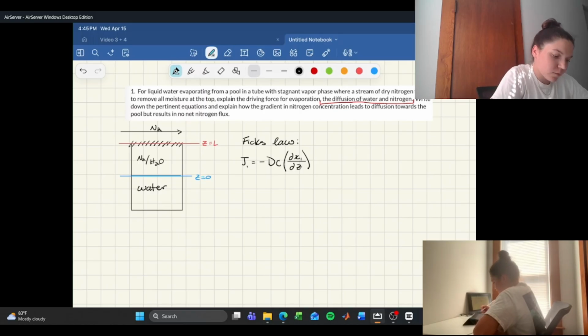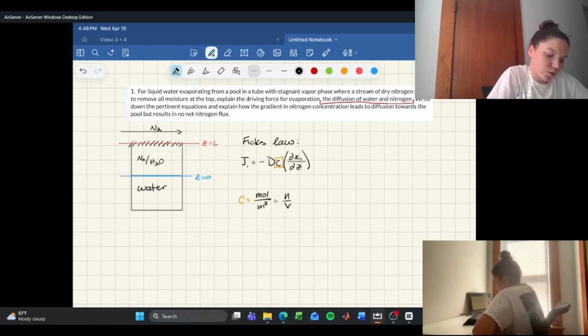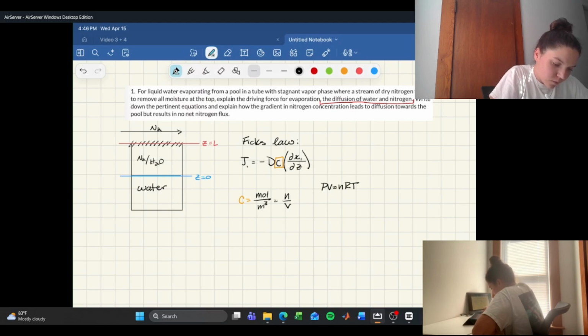And then if we're looking at C, this overall concentration, this is going to be in the units of moles per meters cubed, which is n over V. And if we remember for ideal gas laws, that's PV equals nRT. So this n over V is going to be equal to the pressure over R times temperature.